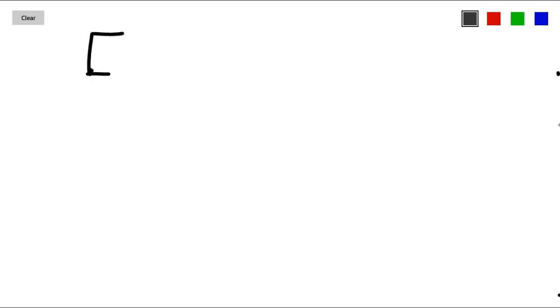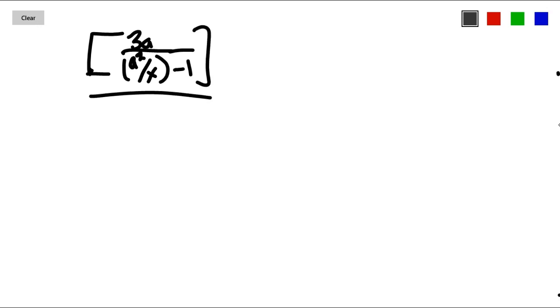So let's say that I have 3a on the top, and I want this divided by a squared over x minus 1, and I want that divided by a over x minus 1. Okay, so pretty ugly. But the first thing that I'm going to do is simplify the denominators of the fractions on the top and bottom here.